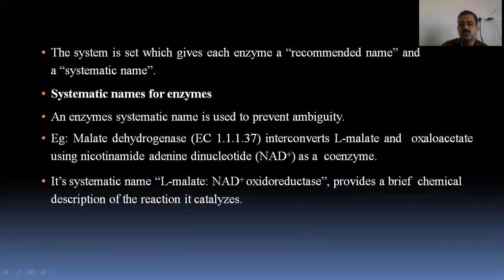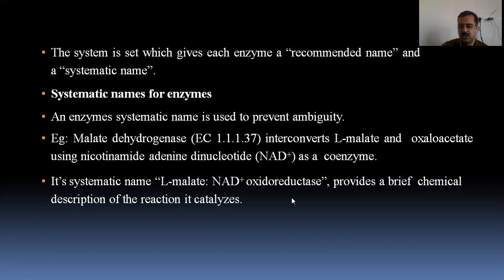This system gives each enzyme a recommended name and a systematic name. An enzyme's systematic name is used to prevent ambiguity. For example, malate dehydrogenase, EC number 1.1.1.37, interconverts L-malate and oxaloacetate using nicotinamide adenine dinucleotide, NAD, as a coenzyme. Its systematic name is L-malate:NAD+ oxidoreductase.